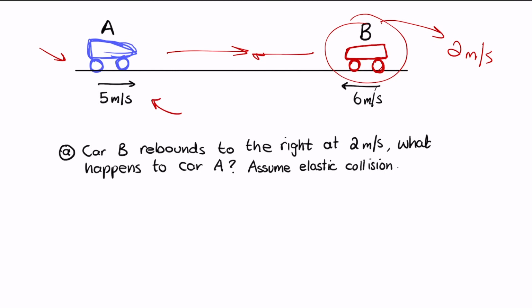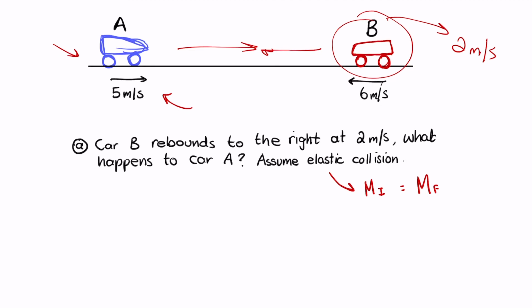So we're also told in the question that this is an elastic collision. Now, in an elastic collision, the initial momentum will equal the final momentum. This is very different to an inelastic collision, where the final momentum might not necessarily equal the initial momentum. Typically, we see a loss of momentum.